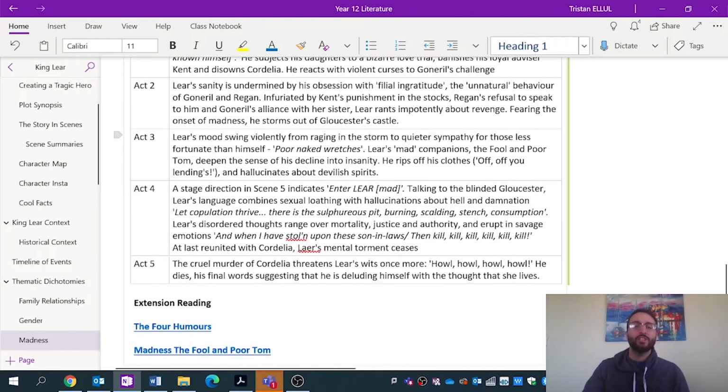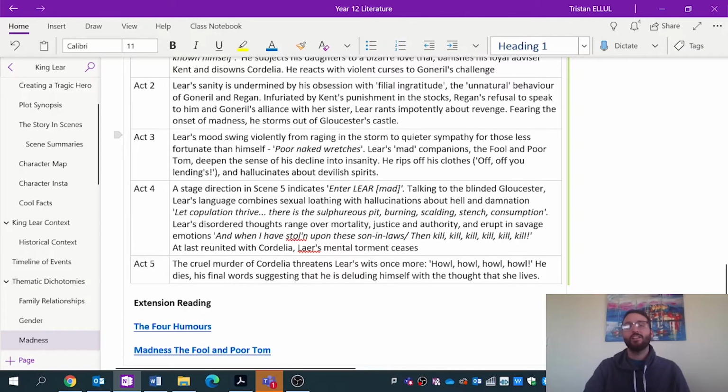In Act 3, Lear's moods swing violently from raging in the storm to quieter sympathy for those less fortunate than himself, the poor naked wretches that he realizes in his kingdom. So here's where we see a revelation from the madness. He is raging at the storm, but in that moment of his insanity, he also realizes where he's gone wrong and what events and decisions have led him to where he is.